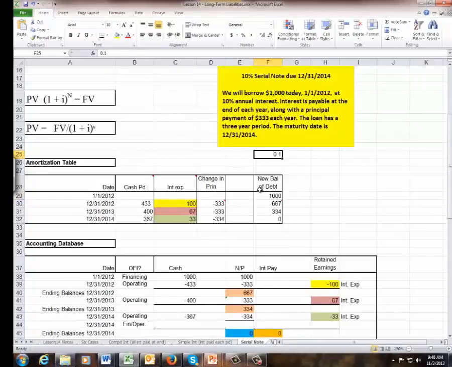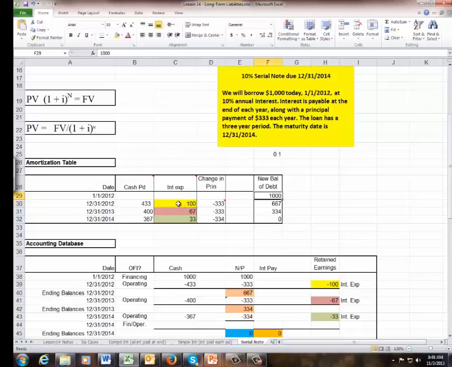So 10% times 1,000 gives us our interest rate. And notice we put equal $F$25 to indicate that we want to go get the amount in cell F25. And we want to take $F$25, 10%, times the amount right there. So notice the formula here is F25 times F29.